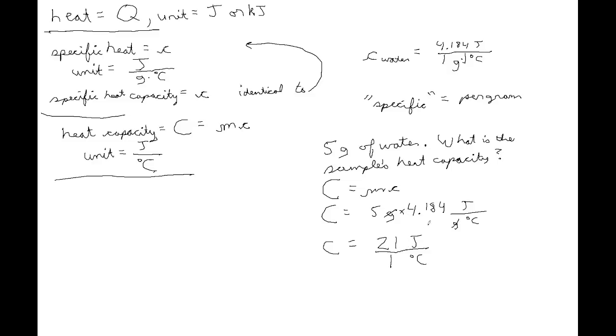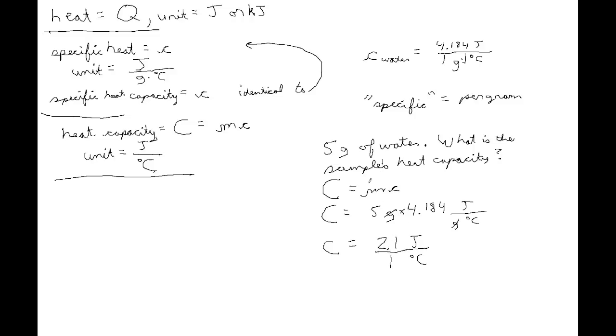There's no specific reference to mass like there is up here, because the heat capacity is only defined for a specific sample that already has a given mass. So as you're saying, this is telling us that for the 5 gram sample we're dealing with in this problem, it would take 21 joules to raise the temperature by 1 degree Celsius. We already know how much heat it would take to raise the temperature of 1 gram by 1 degree Celsius. That would be 4.184. So this tells us to raise this 5 gram sample of water by 1 degree Celsius would take 21 joules.